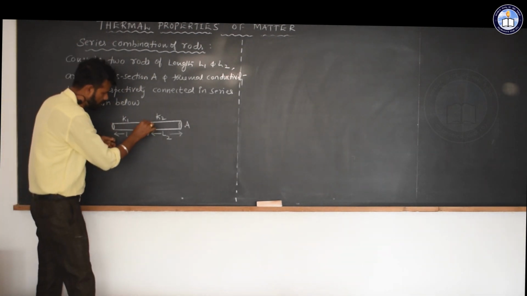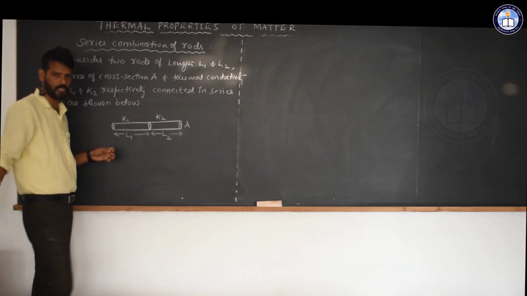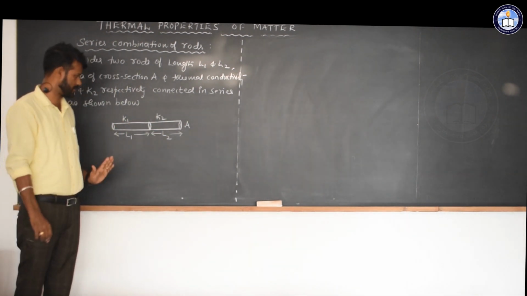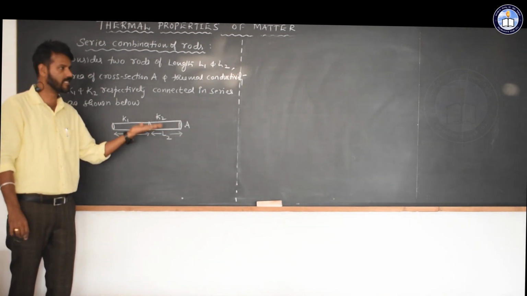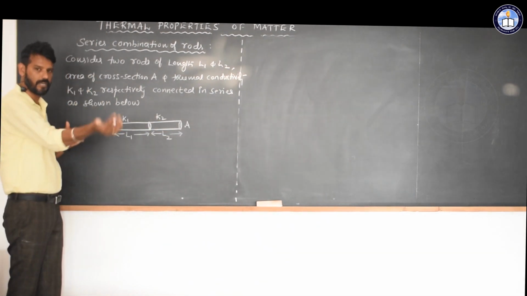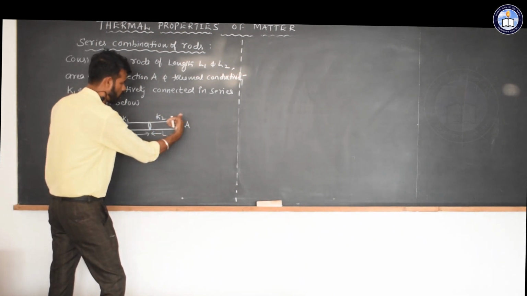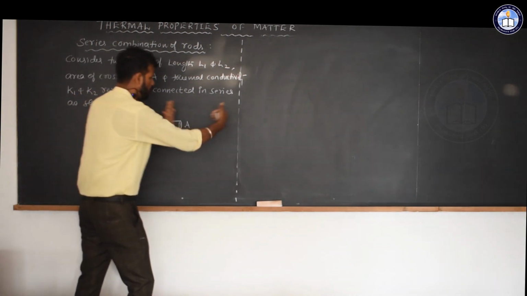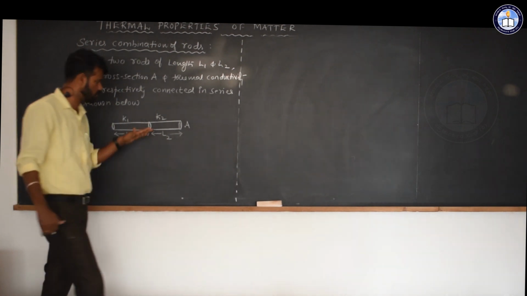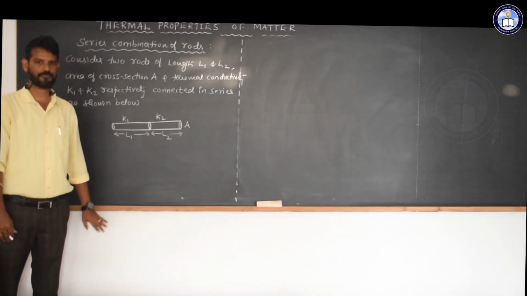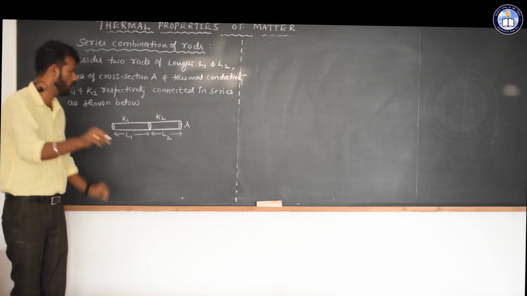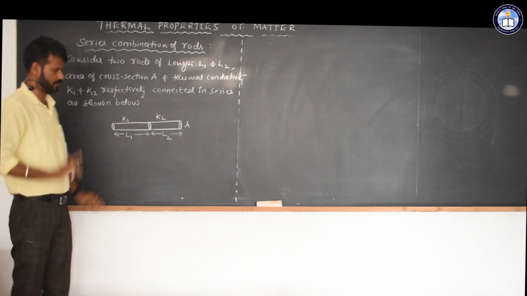See that this end of the conductor is connected to another end. This is called end to end connection, and this type of connection is called series combination. You can later connect one more rod, 3, 4, and so on up to n number of rods like this. Now if you connect in series, then we have to calculate what is the heat current.